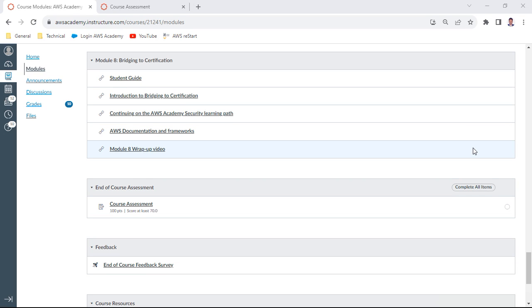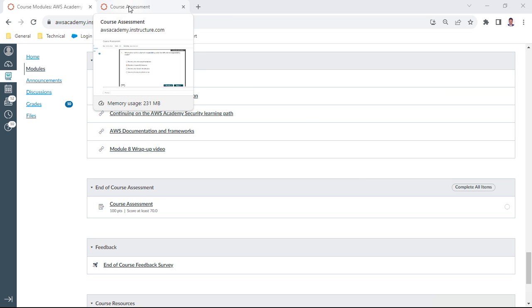Hello. In this security foundations course, the last topic is the end of course assessment. So I will quickly go through the course assessment. It contains about 25 questions where you need to secure at least 70%. Only then are we eligible for the certificate, after completing all the labs.